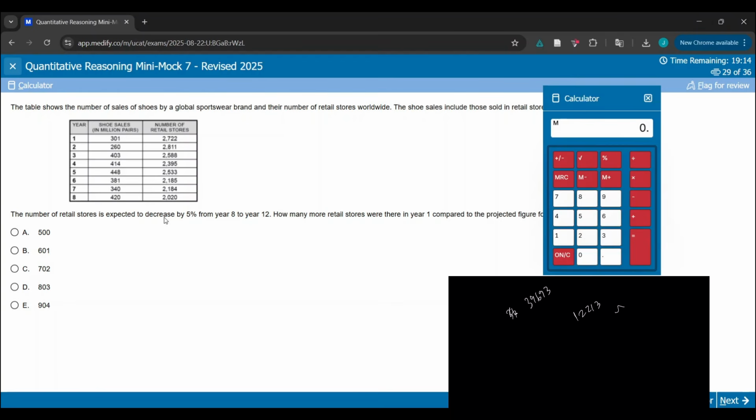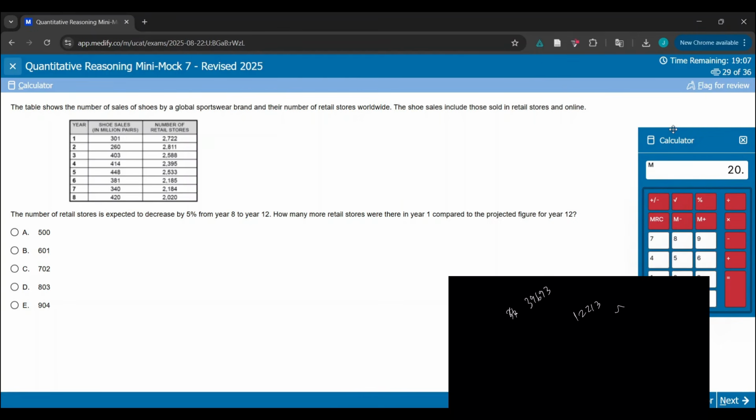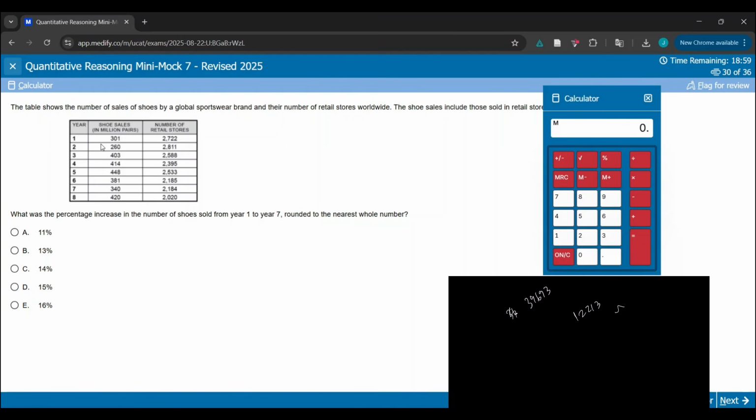Then when retail sales were to decrease by 5% from year 8 to year 12, how many more were there? So 2020 times 0.95, subtract 2722, so 803. Percent increase in number of shoes sold from year 1 to year 7, so 340 divided by 301, subtract 1. 13%. If 925 million sold in total during years 9 and 10, what's the mean annual number?